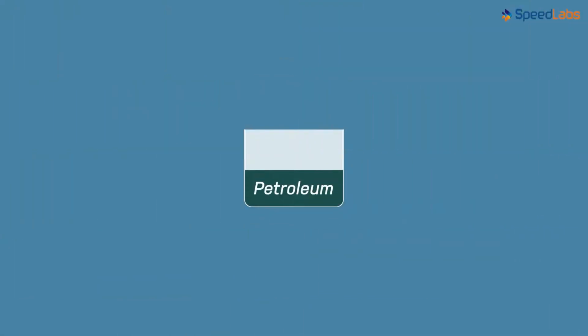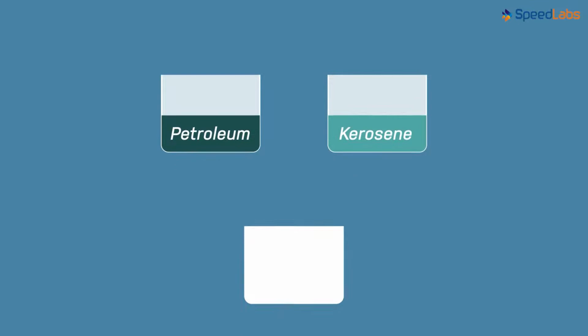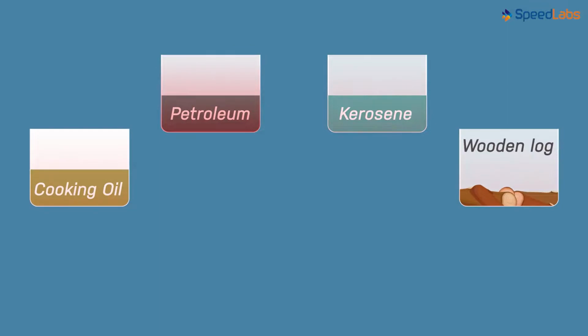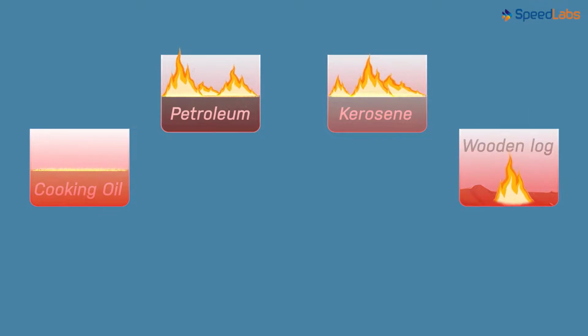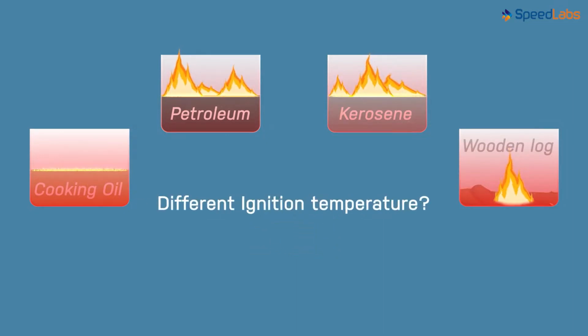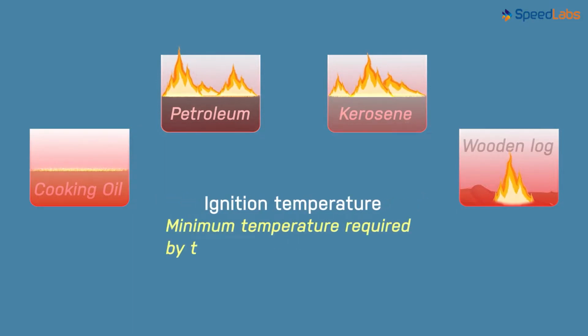Imagine you take petroleum in one container, kerosene in the second, cooking oil in the third container, and a wooden log in the last container. Now, if you heat all of them, do you think they will catch fire at the same time? Of course not. Wooden logs will be the last one to catch fire. So can we say that the temperature required to catch fire by these various items is different? Absolutely. So can we also say that their ignition temperatures are different? Yes, we can define ignition temperature as the minimum temperature required by the substance to catch fire. And this is always different for different substances.